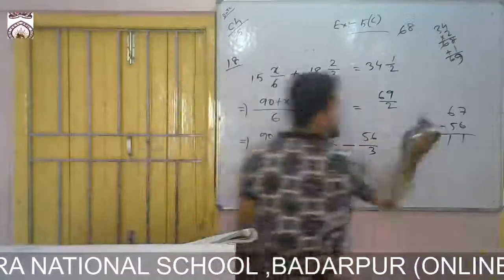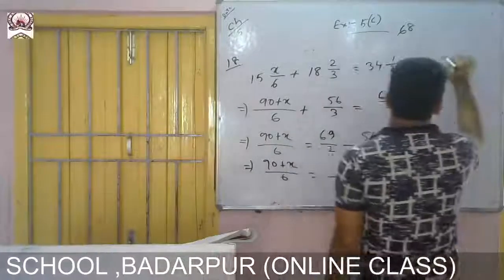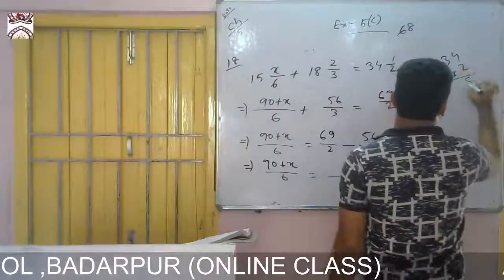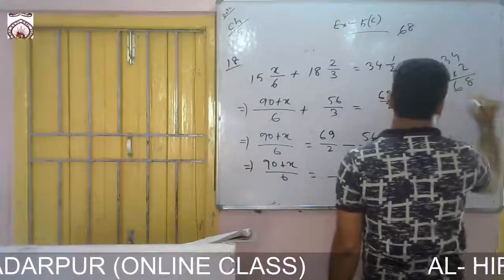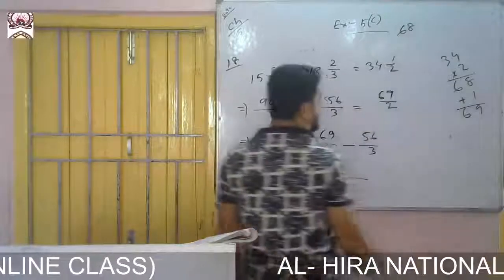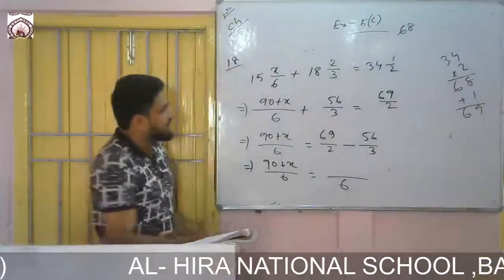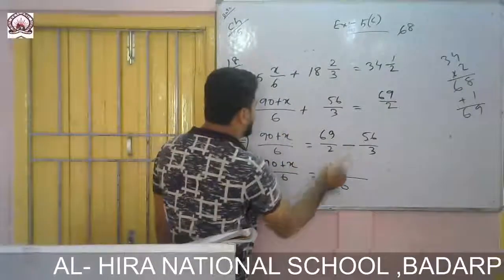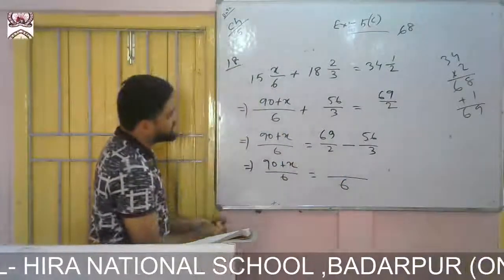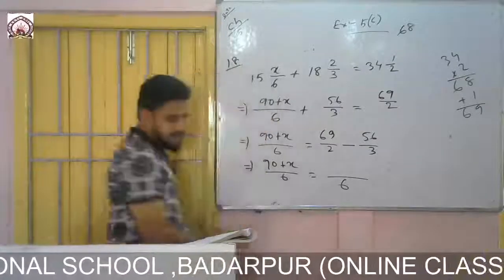Wait, let me solve this one again. 34 into what? 2, it is what? 4 2 jar 8, 3 2 jar 6, and plus 1, it is what? 69. So 69 by 2 already written. Now this I should transfer on the right side. So it will come as a minus. So 69 minus 56.